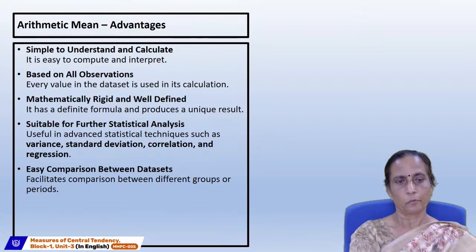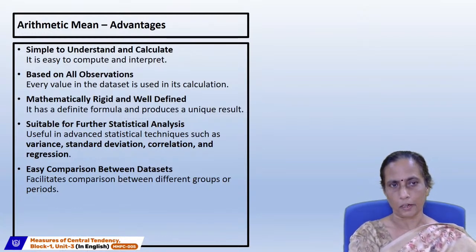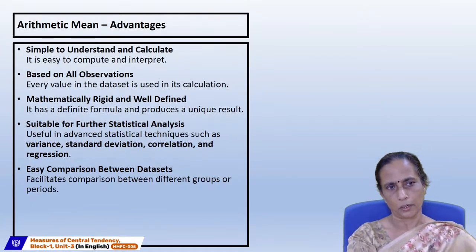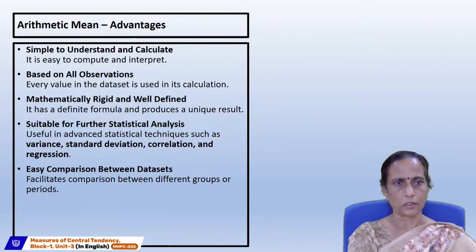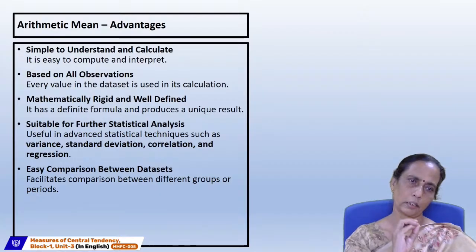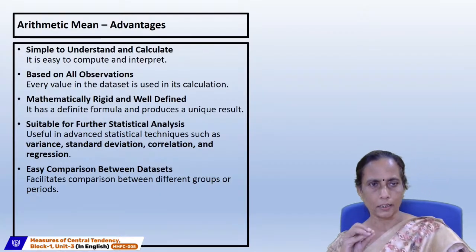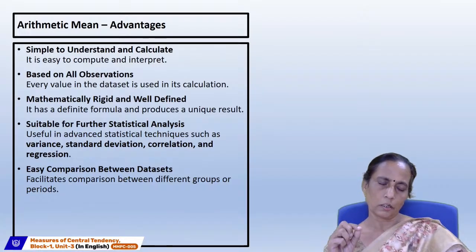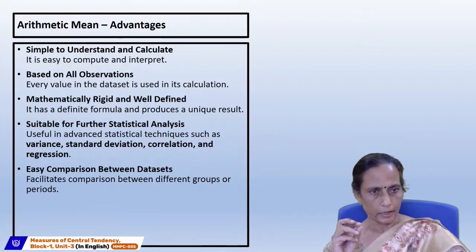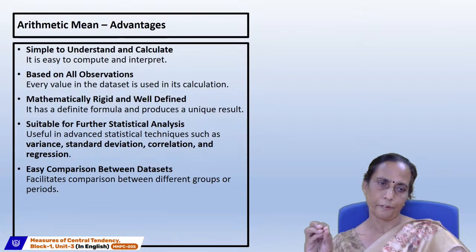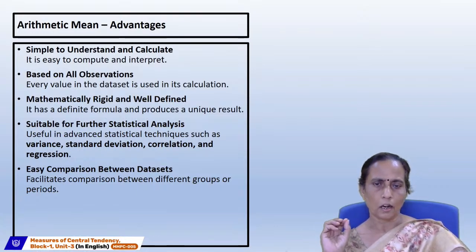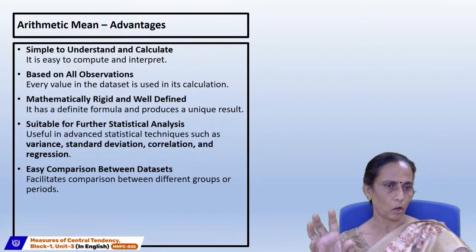So why do we prefer the arithmetic mean? What are the basic advantages? It is very simple to understand and calculate. Calculation is very easy, just add up and divide by the number of observations. Number two, it is considered the best average because it is based on all observations. It is rigid and well defined. It has a definite formula and always produces a unique result.